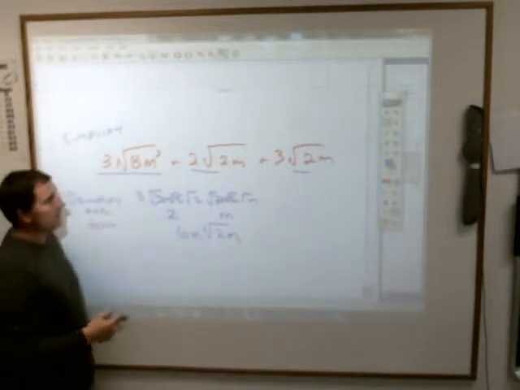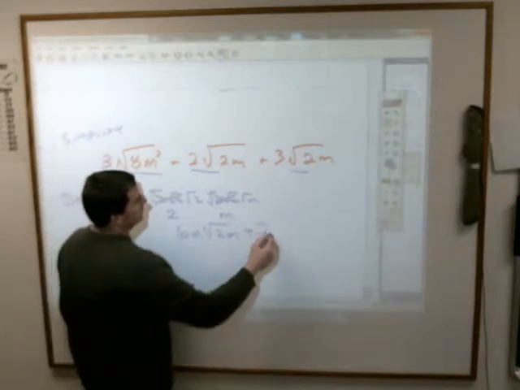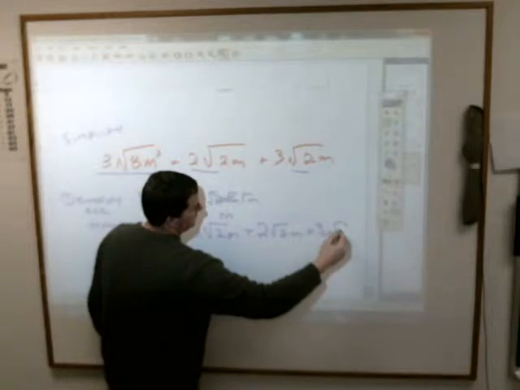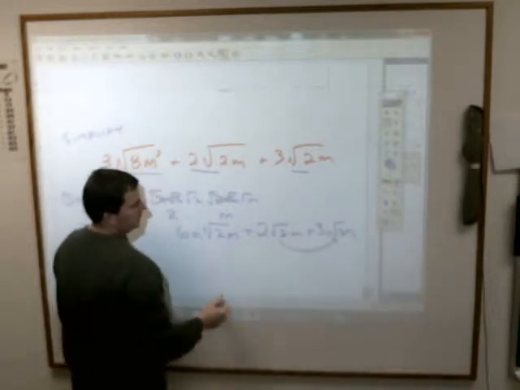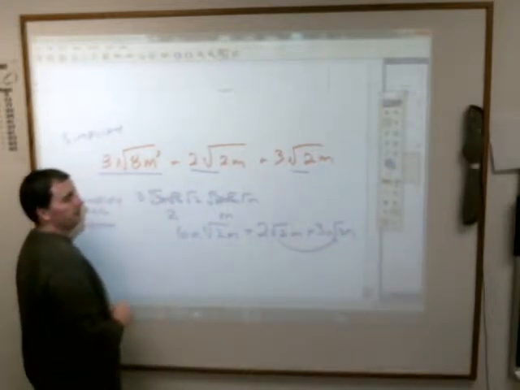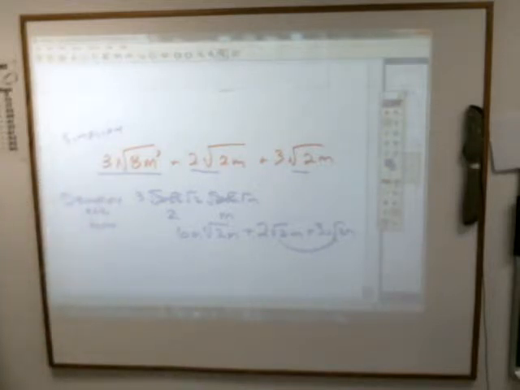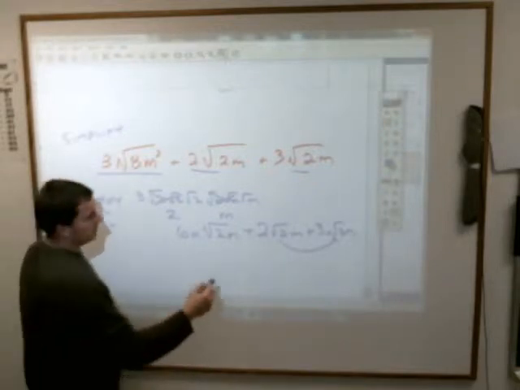Okay? And to that you're adding 2 times 2 times the square root of m plus 3 times the square root of 2m. These two easily go together, correct? What's that going to give you? Somebody help me out here. If you have 2 square roots of 2m's and add another 3 square roots of 2m's, you're going to get 5 square roots of 2m.